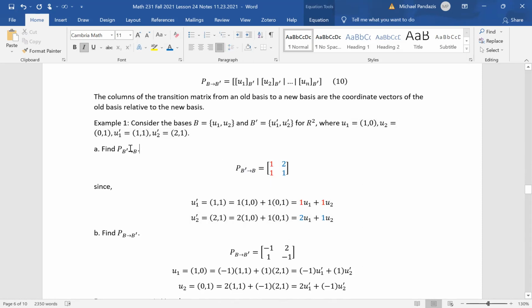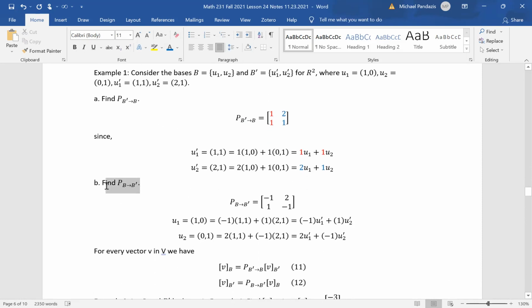And so in part A, we found the transition matrix from B prime to B. In part B, we want to find the transition matrix P from B to B prime. And so now the order is reversed in the arrows. And so now B is the old basis and B prime is the new basis. Okay, so the first old basis vector is U1 in part B. And so you want to express U1, the first old basis vector, as a linear combination of the new basis vectors U1 prime and U2 prime.